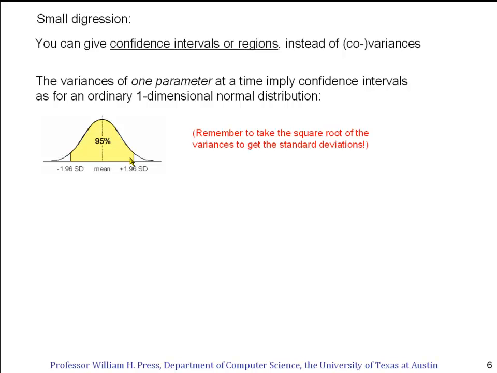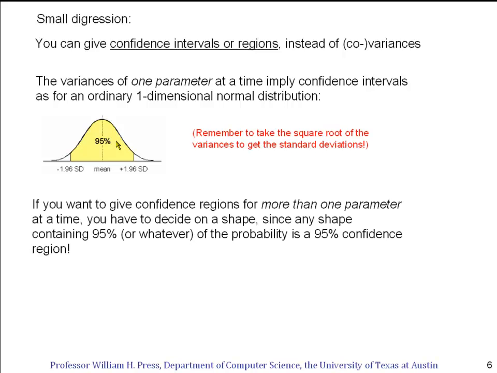So instead of quoting a covariance, we would quote a confidence interval, and we always have to say which confidence interval it is. For example, the 95% confidence interval. But how does this generalize to more than one dimension? Well, in more than one dimension, you have to give a confidence region. You have to give a region in your higher dimensional space that contains 95%, or whatever number you're going to state, of the total probability.